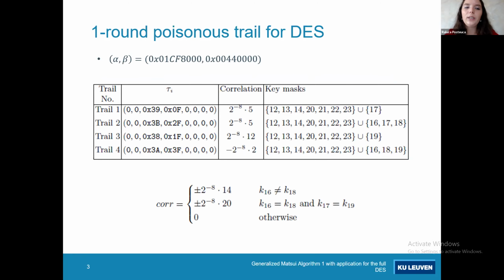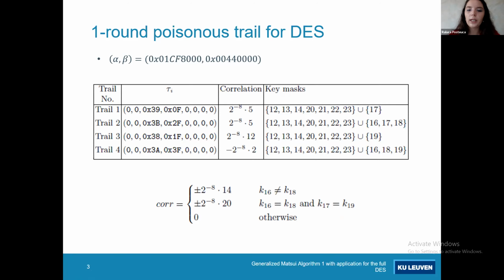Initially, we designed a one-round poisonous trail for DES. This means that we designed a one-round linear hull for DES. If we fix the input and the output masks as alpha and beta, the values on the slide, we can notice that we have 4 different values for some intermediate masks. Therefore, we have 4 different trails. Each trail can have a different correlation and involves different key bits. Therefore, the correlation of the entire hull can take 3 different values, depending on some key bit constraints.